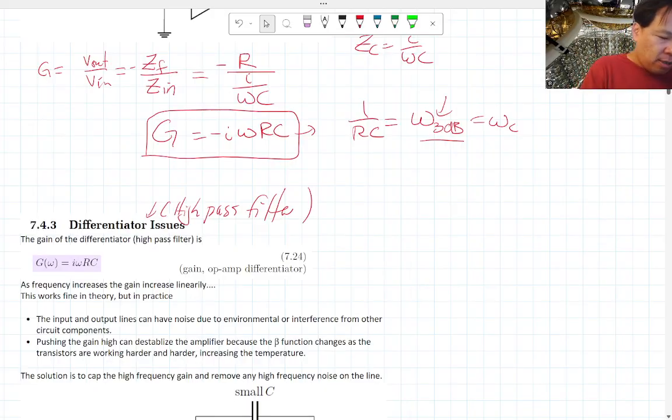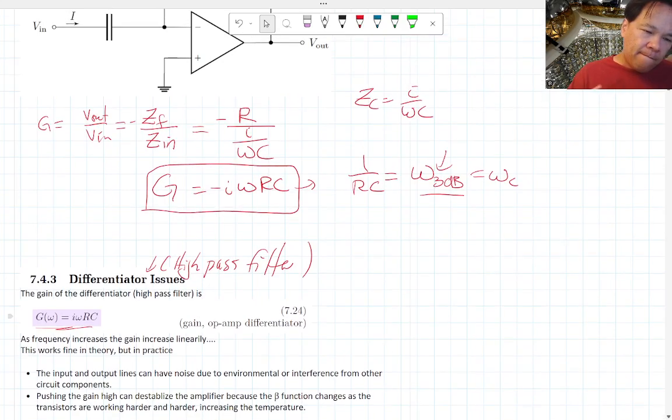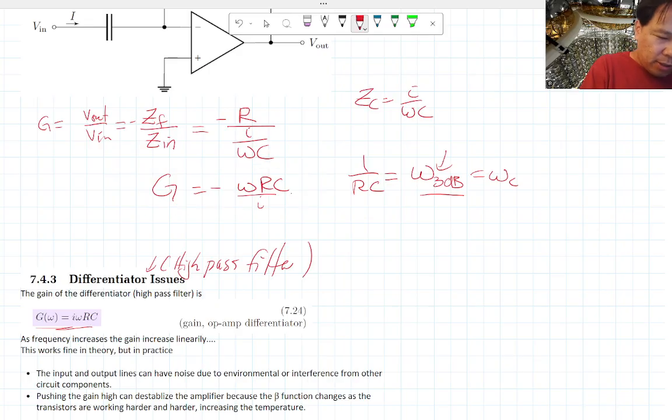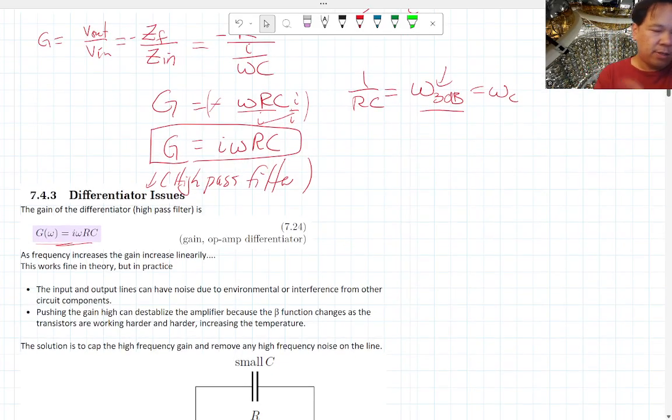Okay, so the gain of the high pass filter is i omega C. There's a negative sign somewhere. Oh yeah, I did. Yeah, that's a good point. This is actually in the denominator, right? And the way that the book gets it is you multiply the top and the bottom by i, which is basically multiplying by 1. And then i squared cancels out this negative sign. And that's i omega RC. That's actually the gain. Okay, good catch.